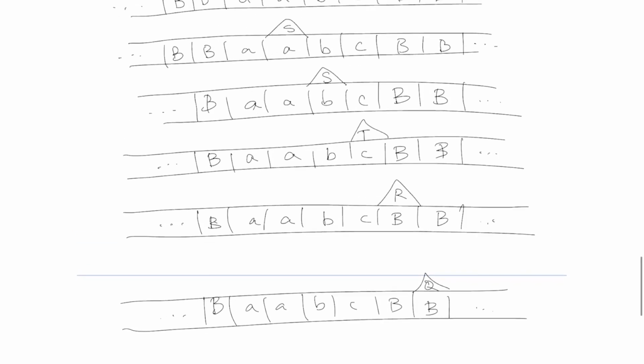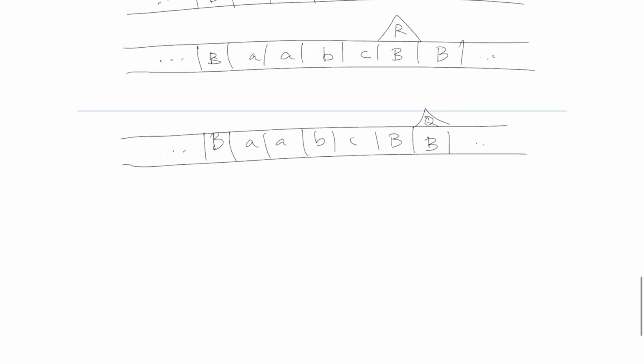Remember the general setup that I said before. If the Turing machine ever enters an accepting state, you stop immediately and the string is accepted. So Q is accepting. So we stop and AABC is accepted.